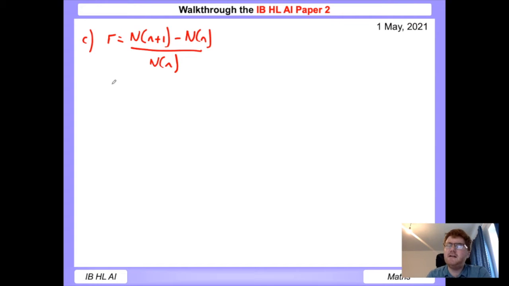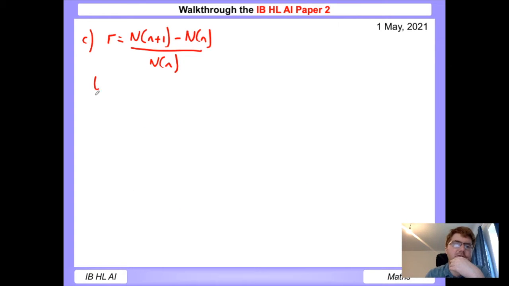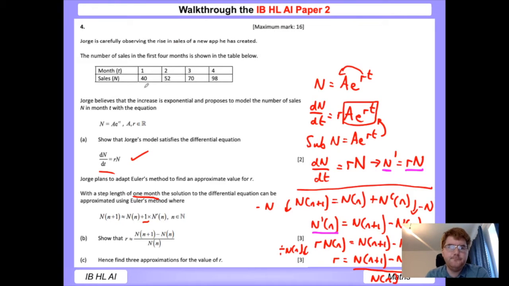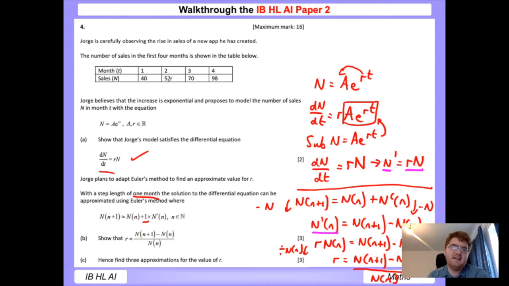And we're going to substitute values of t. So we need 3 approximations here. So I'm going to start with t is equal to 1. So when t is equal to 1, we're going to get r is equal to n, well 1 plus 1 is 2, minus n1 over n1. So we're now going to use the data that Jorge has collected to work these different things out.